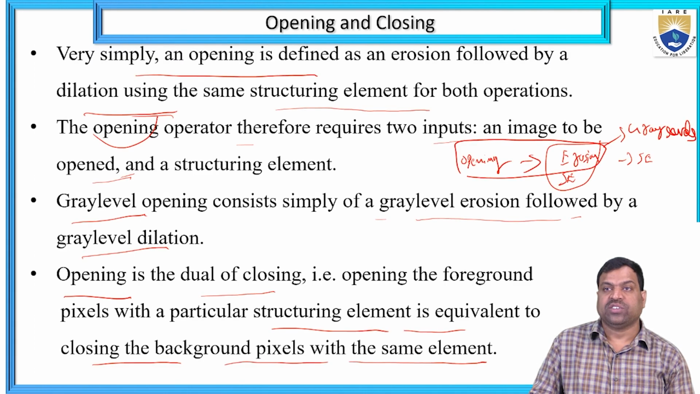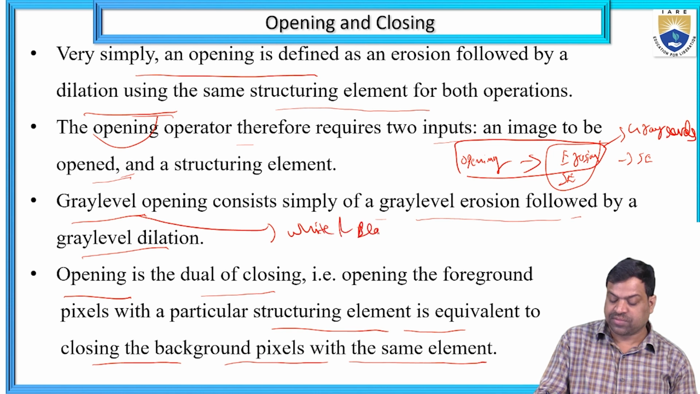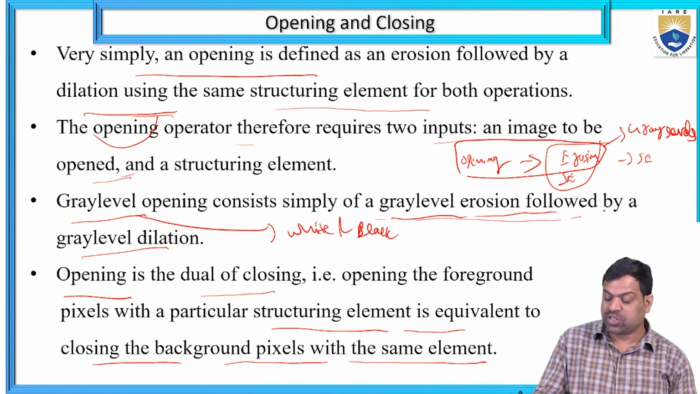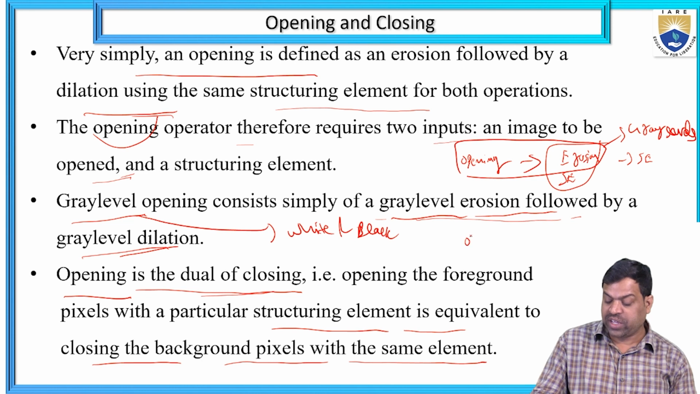Opening is defined as an erosion followed by a dilation using the same structuring element for both operations. The opening operator therefore requires two inputs: an image to be opened and a structuring element. The gray level consists simply of white and black, but it is a gray level erosion followed by a gray level dilation. Opening is the dual of closing. Okay, so opening here I am taking as closing.